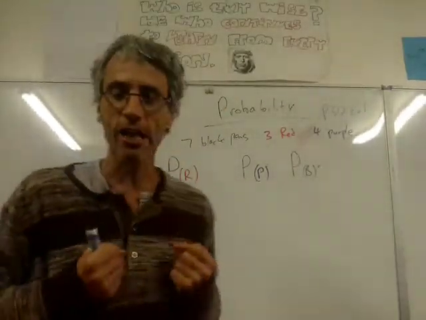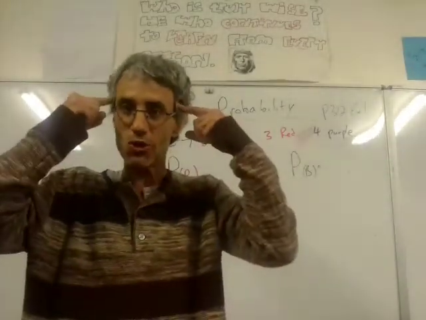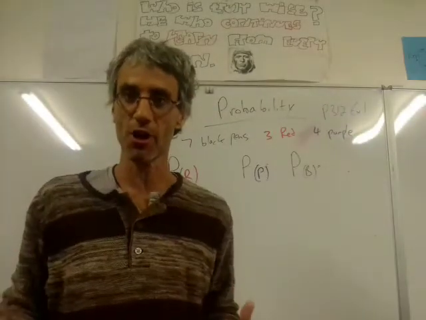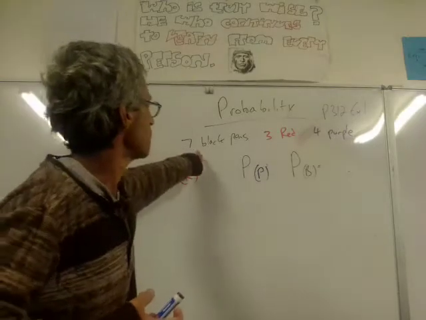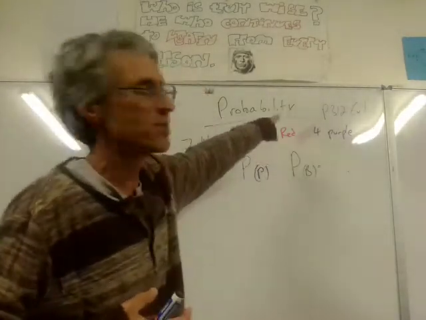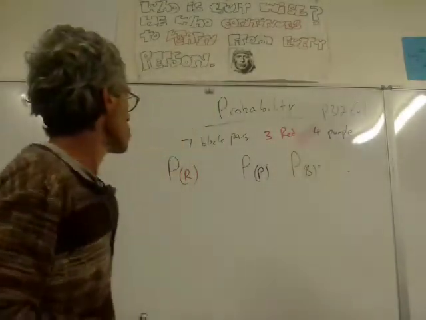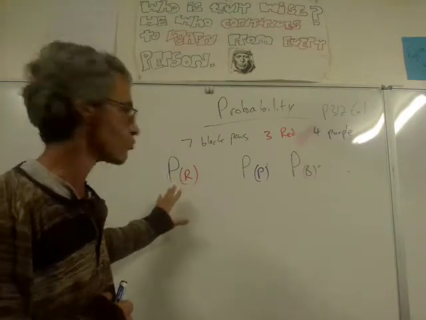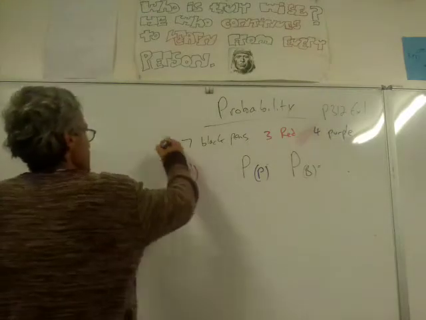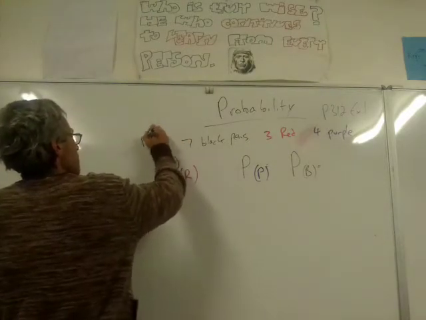So we're trying to calculate a probability just by using our common sense without actually trying it. That's amazing. We can actually do that. So let's say we have 7 black pens, 3 red pens, and 4 purple. What will be the probability of picking a red pen? Look at how I wrote it. P stands for probability.